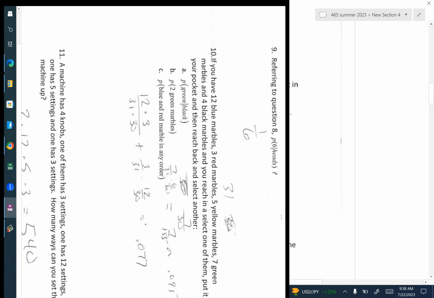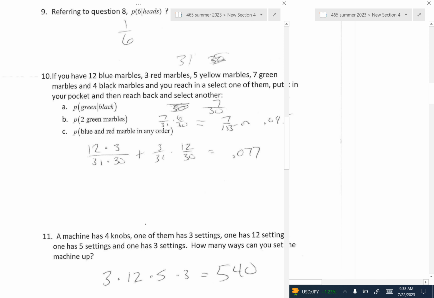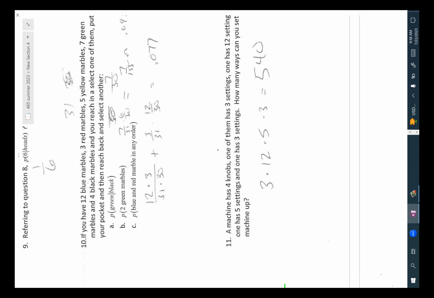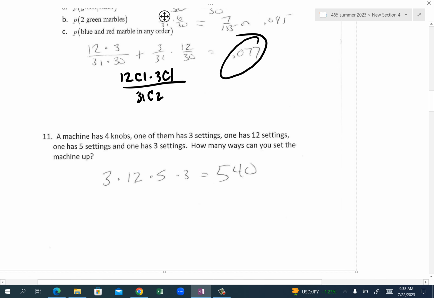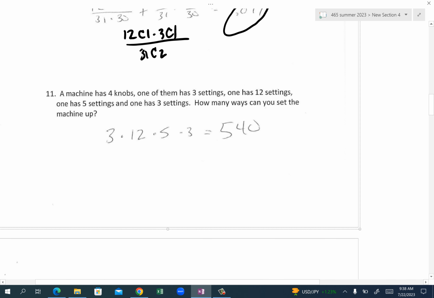12 choose 1, which is 12, obviously, times 3 choose 1, which is 3, obviously, over 31 choose 2. That would also be another way to do this problem. So you do it the way I did it, or you could do 12 choose 1 times 3 choose 1 over 31 choose 2. Either way, there's about a 7% chance, almost 8% chance of that happening. Cool. Pretty straightforward.